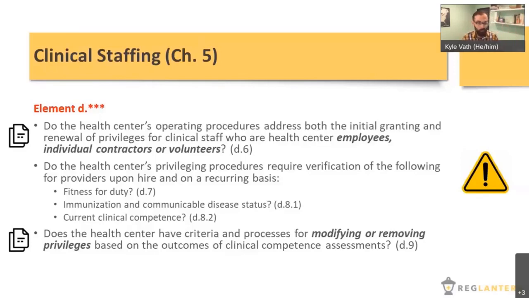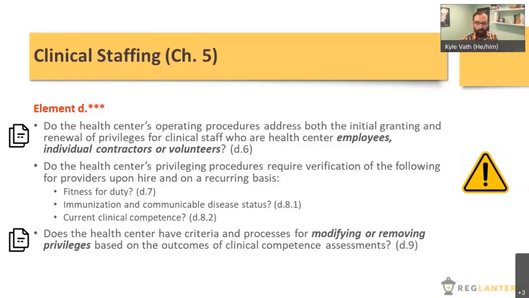So fitness for duty, are you defining that fitness for duty? And we'll talk about this a little more in detail. Immunization and communicable disease status. Current clinical competence. These are the three areas, fitness for duty, immunization and communicable disease status, and current clinical competence, that fall under privileging and that you can define. And we'll talk a lot more about this here in a second, but you can define how to do that.